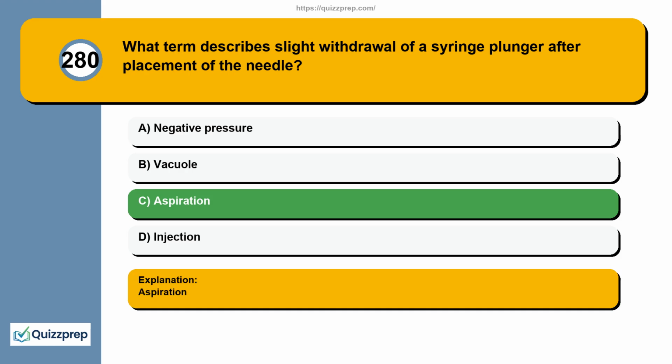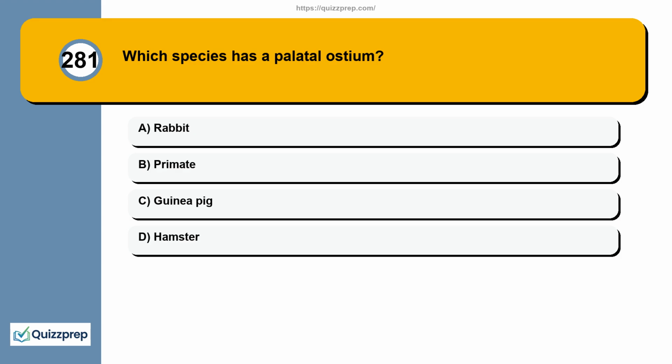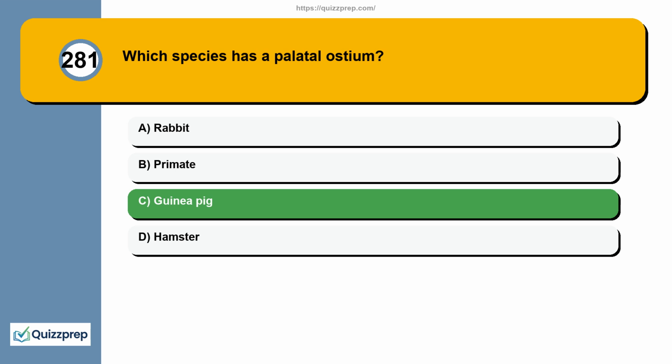Question 281. Which species has a palatal ostium? Option A, rabbit. Option B, primate. Option C, guinea pig. Option D, hamster. The correct answer is Option C, guinea pig.